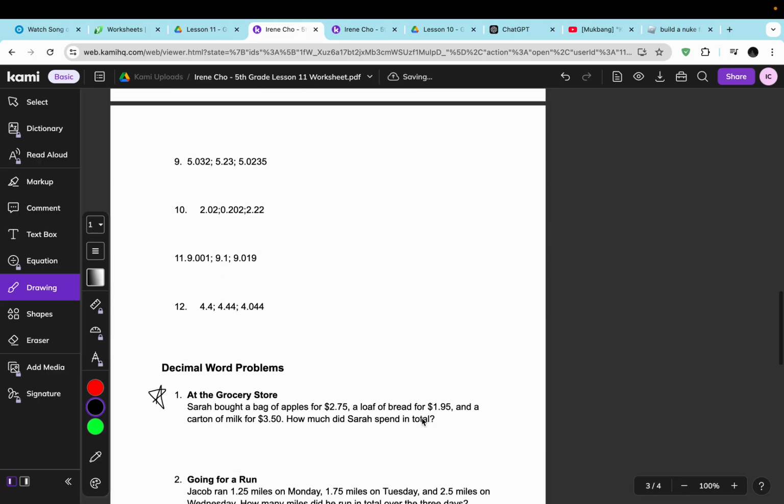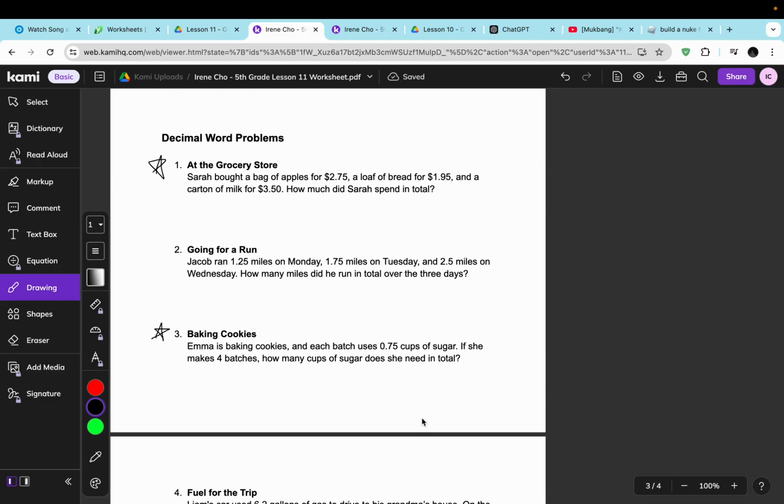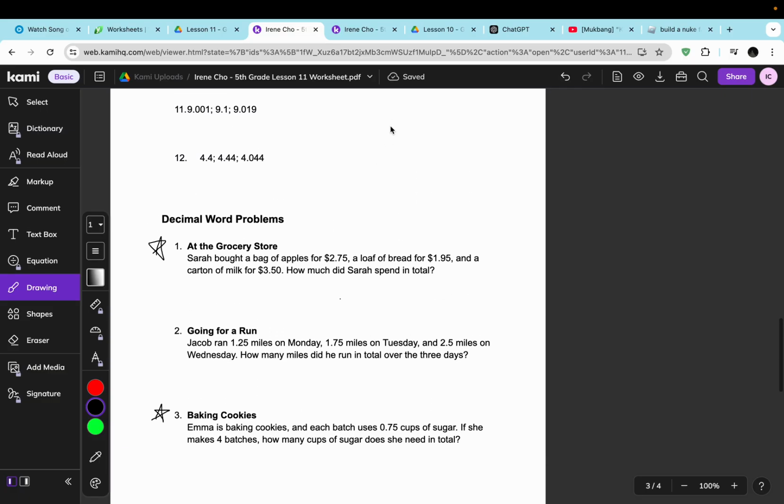Moving on, we're doing decimal word problems now, and it says, at the grocery store, Sarah bought a bag of apples for $2.75, a loaf of bread for $1.95, and a carton of milk for $3.50. How much did Sarah spend in total? So the first thing we have to do is line up all the decimal points. That way we get the correct amount.